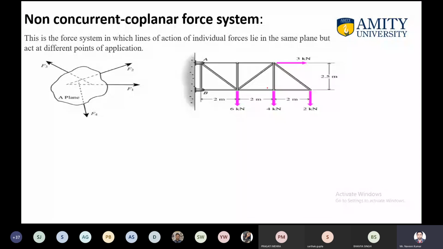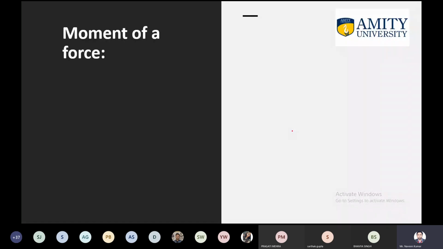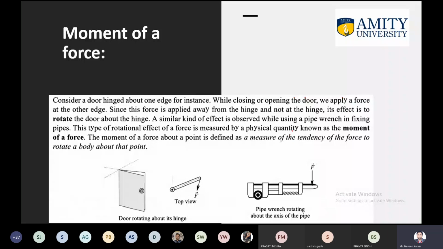When a body is subjected to a non-concurrent force system, the body will have rotational motion as well as translation motion. Translation motion means in the x and y directions, and rotational motion is due to which a moment will come. I have already told you in previous classes what a moment is. The rotational effect of a force is known as moment.